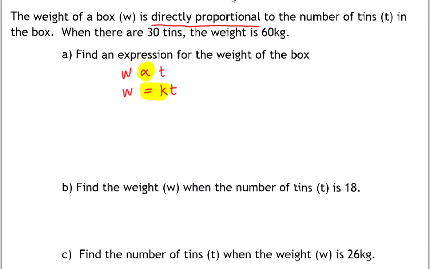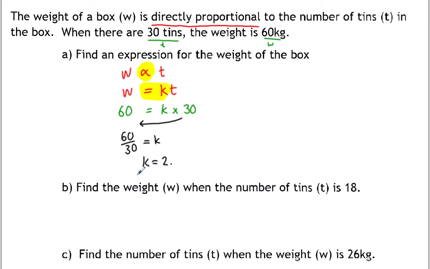Then we put in the numbers from the question. So when there are 30 tins, the weight is 60. So the weight is 60, and that equals K times 30. All I've done is put 60 for W and 30 for T. Now how would you work out what K is then? You'd take the 30 to the other side and divide. 60 divided by 30 is K, so K equals 2.